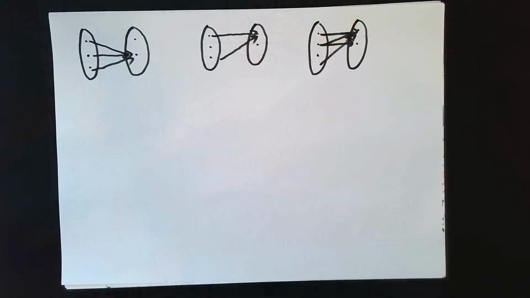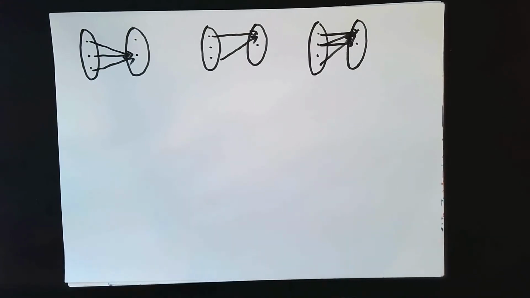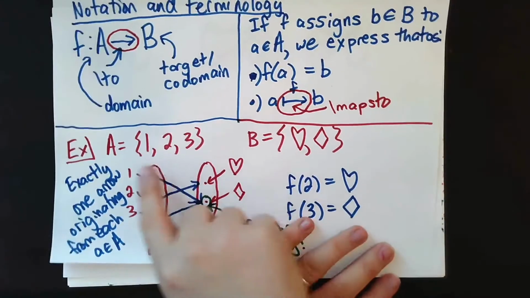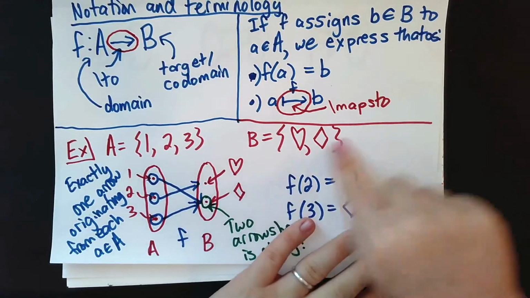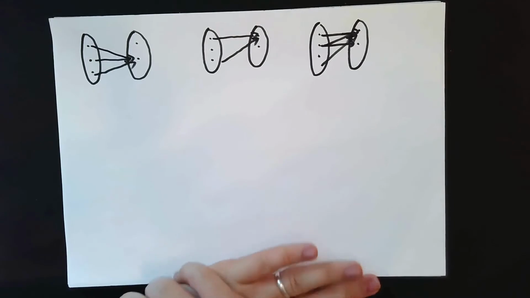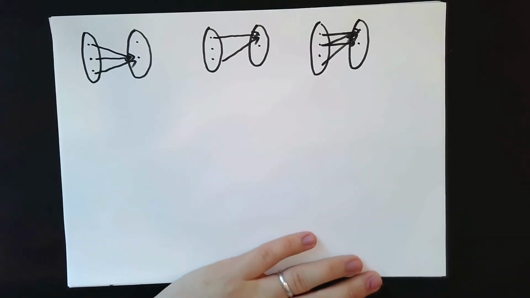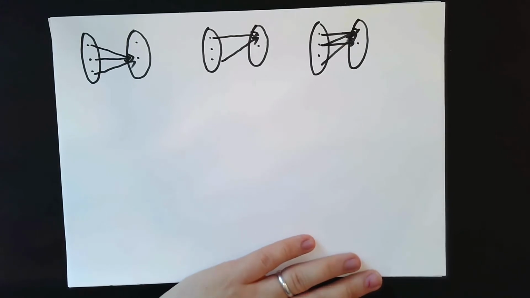Here are 3 more dot diagrams that correspond to things that may or may not be functions, going again from these same sets, that is from A equals 1, 2, 3 to B equals heart, diamond. I've used the same orientation of the dots here. So, is each of these an acceptable function? Yes or no?